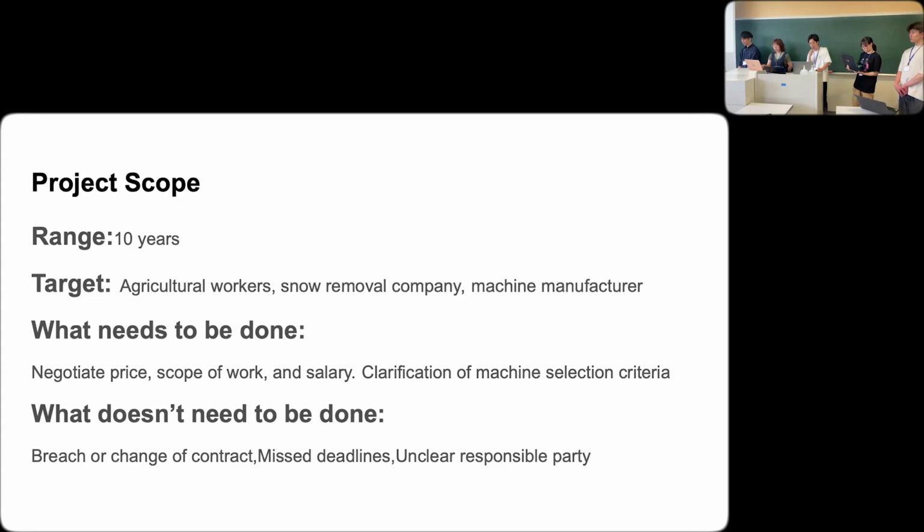We have two major things to do for the stakeholders. First, carefully negotiate price, duration, and salary. And second, establish clear criteria for machine selection. The first is to avoid frustration among farmers and snowplow operators. And the second is to avoid any sort of discrimination in the selection of machinery manufacturers. What should not be done for the sake of the stakeholders is to violate the contract, make changes in the middle of the contract, miss deadlines, and not clearly determine who is responsible.